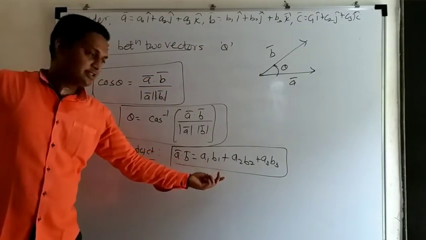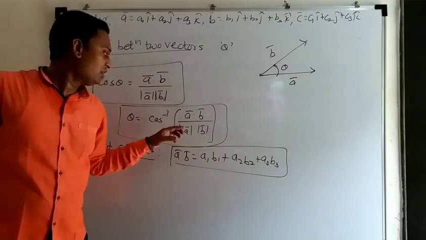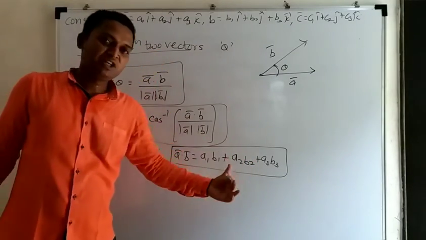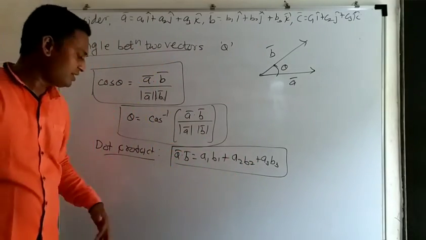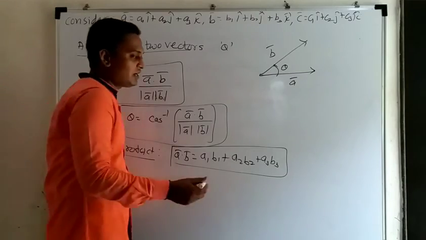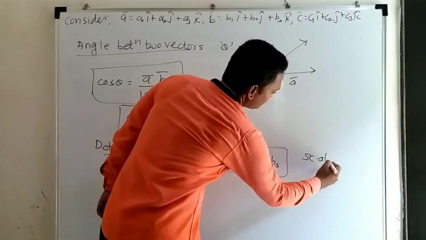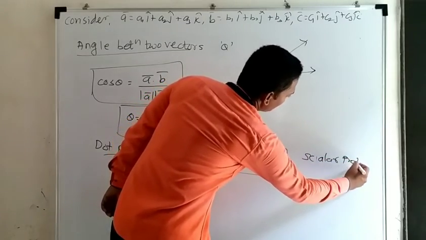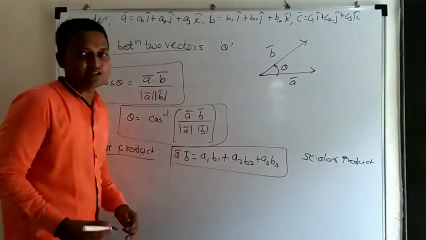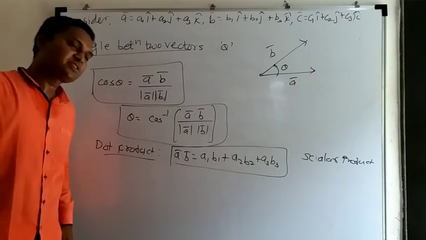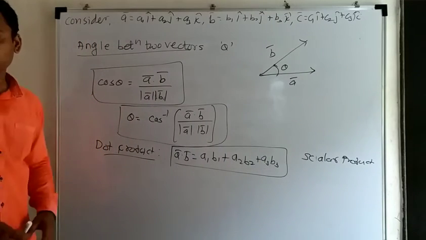And one can clearly see that this is a scalar quantity. It doesn't have I, J, K involved. It means it is a scalar. The resulting quantity is a scalar quantity. So it is also called a scalar product. This gives us a scalar quantity. Therefore, it is also called a scalar product of two vectors. Okay.